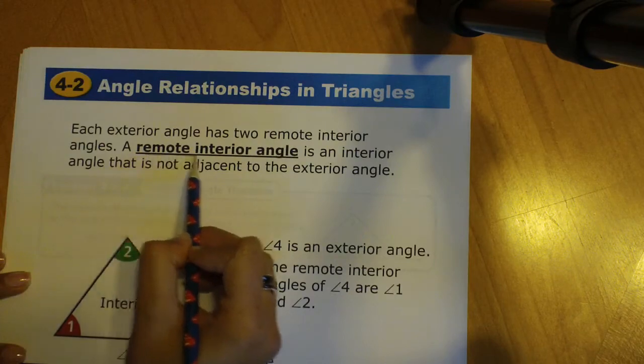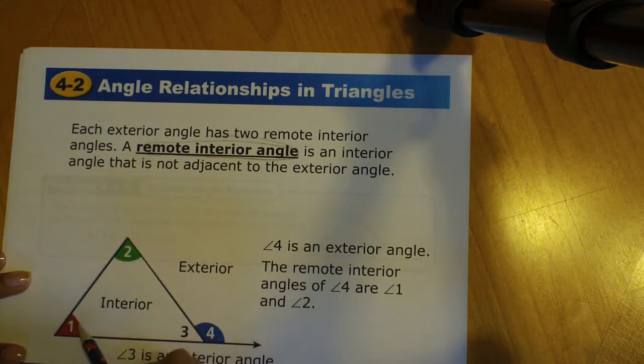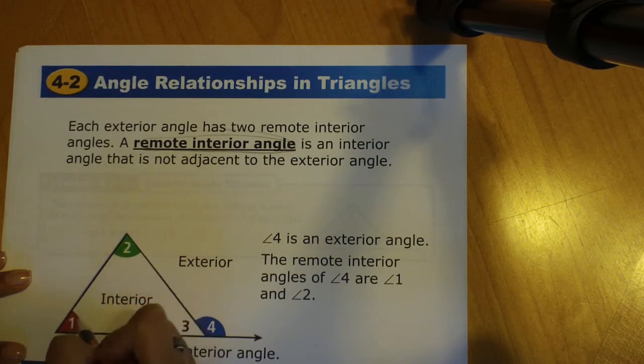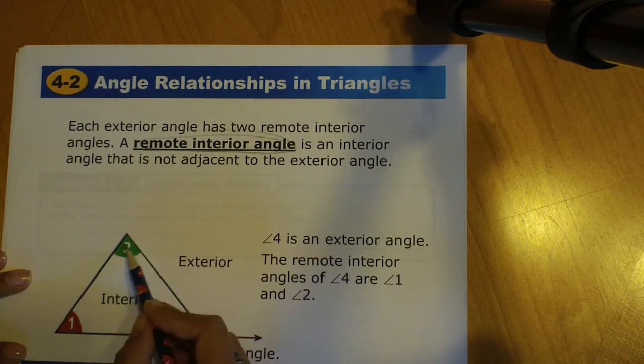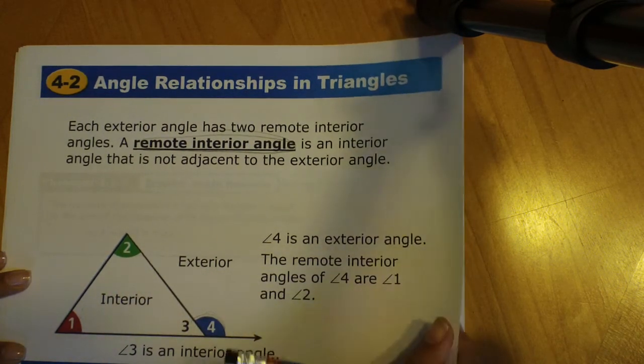You also have something called a remote interior angle. So all three of these are interior angles, but angles 1 and 2 are the remote interior. They are the ones on the opposite side of the exterior angle that you're looking at. So if we're talking about angle 4, the opposite side would be angle 1 and 2. Those are the remote interior.